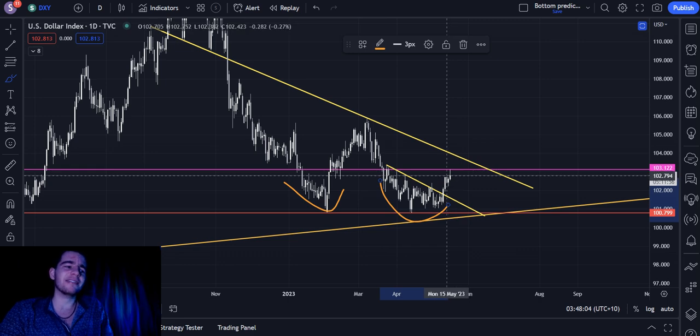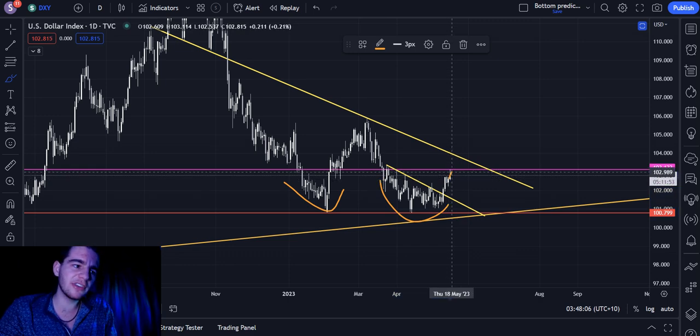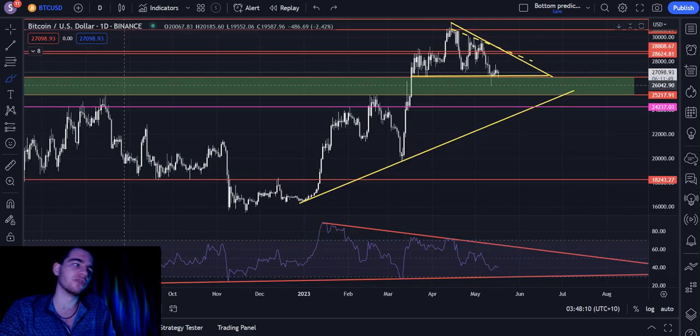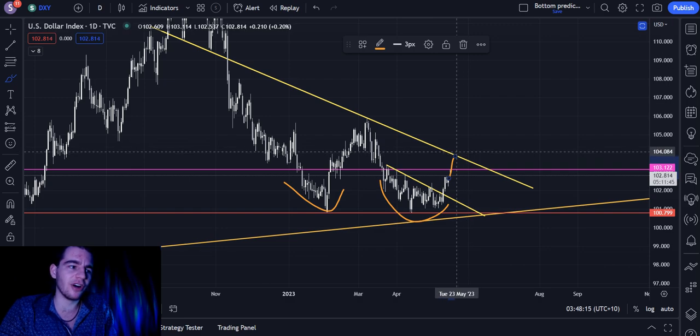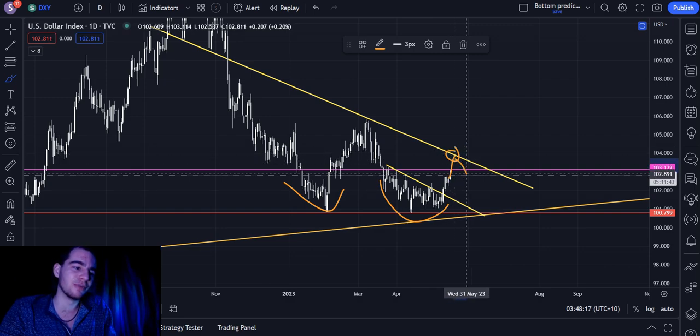Now, again, this could go up further, but then it's going to be met with a very strong resistance zone. So this could go up a little bit further, which would drag Bitcoin down a little bit further, and then we'd be met with a very strong resistance zone on this chart, which would bring Bitcoin up again because we get rejected there.